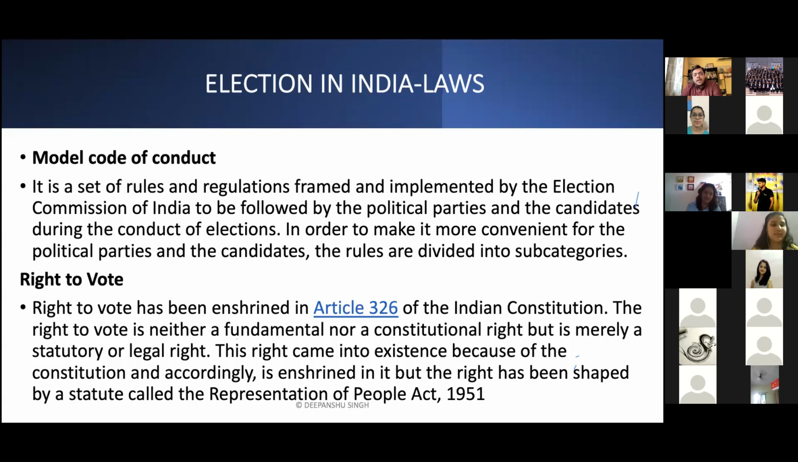But because Article 326 is an enabling feature, it gives the opportunity for every citizen who is eligible to vote. Later on, a need was felt to subject it or limit it on the basis of certain practices. So that is why there are detailed provisions regarding voting available in the RPA 1951. For example, if you are in jail, you cannot vote, but the irony of India is that you can contest elections.